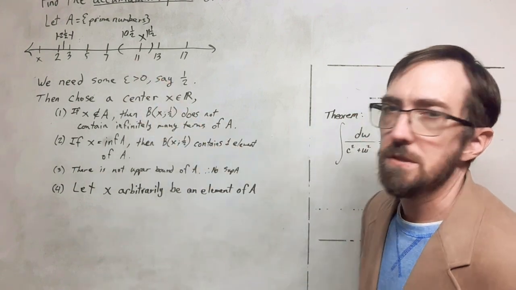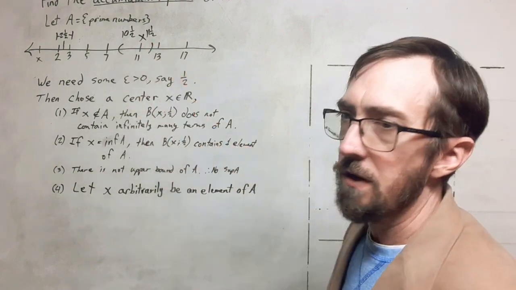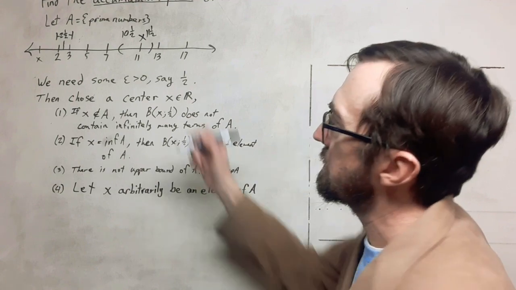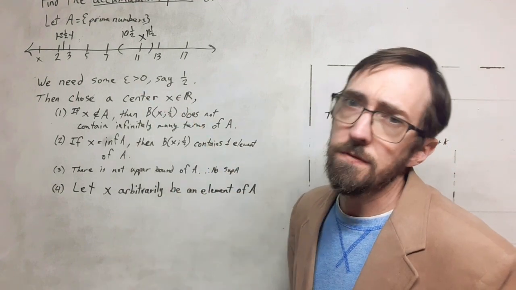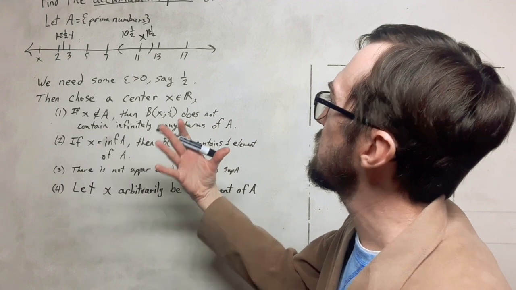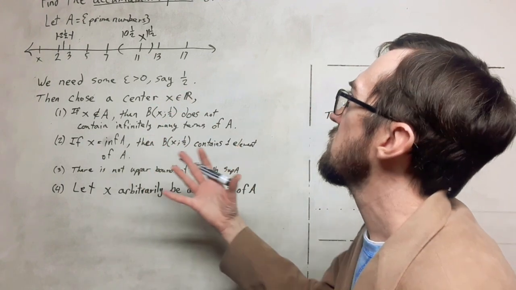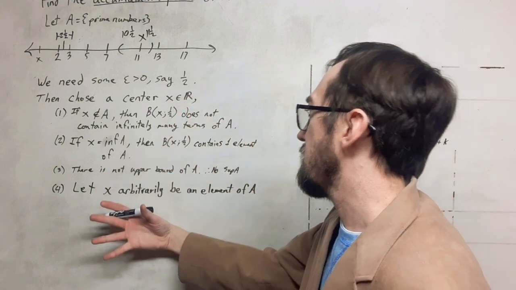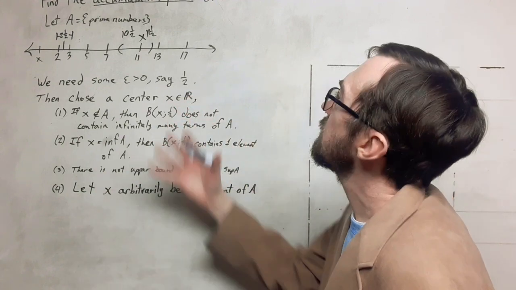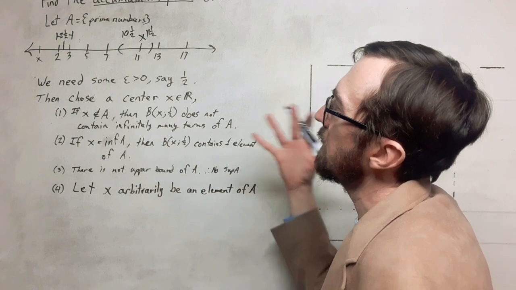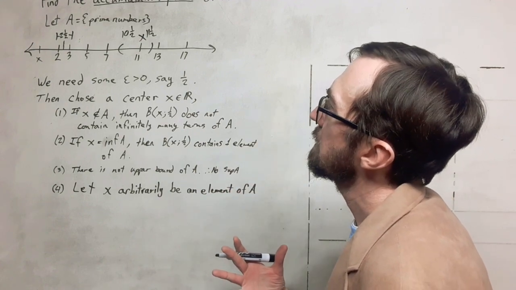If the neighborhood contains the center, then we've got 1 element in here. If it's a deleted neighborhood, meaning we don't have to consider the center, well, then there's no elements of A in here. And you can essentially do this. This is arbitrary, right? You can choose any of the prime numbers that you would like.